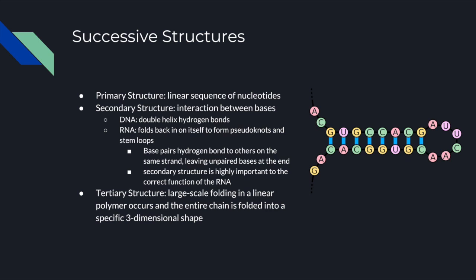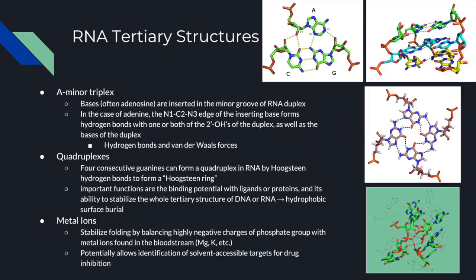The secondary structure is determined by interactions between bases. In DNA, it is the hydrogen bonds between two strands. However, in RNA, a single chain folds back on itself to form pseudoknots and stem loops. The base pairs, like in DNA, form hydrogen bonds with each other on the same strand, leaving unpaired bases at the end. The tertiary structure is the large-scale folding of an entire chain into a specific three-dimensional shape. In DNA, the tertiary structure is a simple double helix, but RNA can have many different structures.